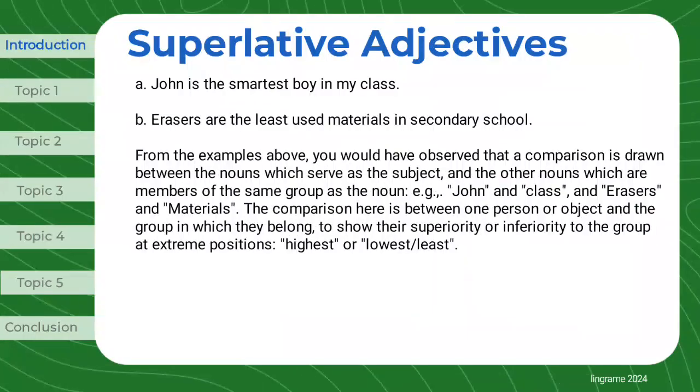Observe the following: John is the smartest boy in my class. Erasers are the least used materials in secondary school. From the examples above, you would have observed that a comparison is drawn between the nouns which serve as the subject, and the other nouns which are members of the same group as the noun, for example, John and class, and erasers and materials. Their comparison here is between one person or object and the group in which they belong, to show their superiority or inferiority to the group at extreme positions, highest or lowest, least.